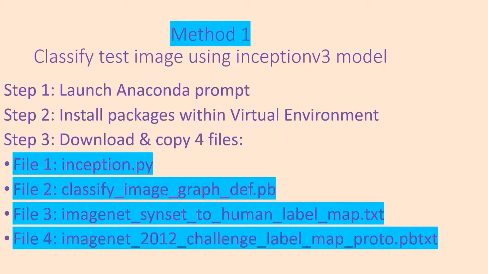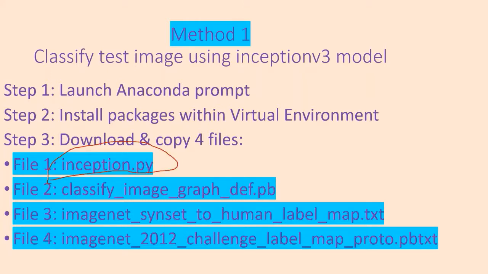So let us look into the first method of classification. In this method we will use TensorFlow and Python programming language. I have mentioned the steps that are involved. Step one, you need to launch the Anaconda prompt, then create the virtual environment if you have not done so, and activate the virtual environment. After that, you need 4 different files for classification. If you look at this slide, the 4 files are mentioned here.